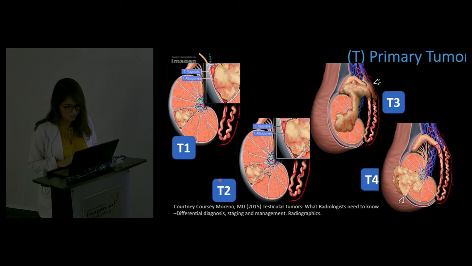And the T2 tumor is limited to the testes and epididymis with a vascular and lymphatic invasion, or the tumor extends through the tunica albuginea and also the tunica vaginalis. And so this will be the T2. The T3, we are going to have a tumor invading the spermatic cord, as we can see here. And the T4, we have a tumor invading the scrotum, which is considered a T4. And within the T3 and T4, we can have also vascular and lymphatic involvement of this tumor.